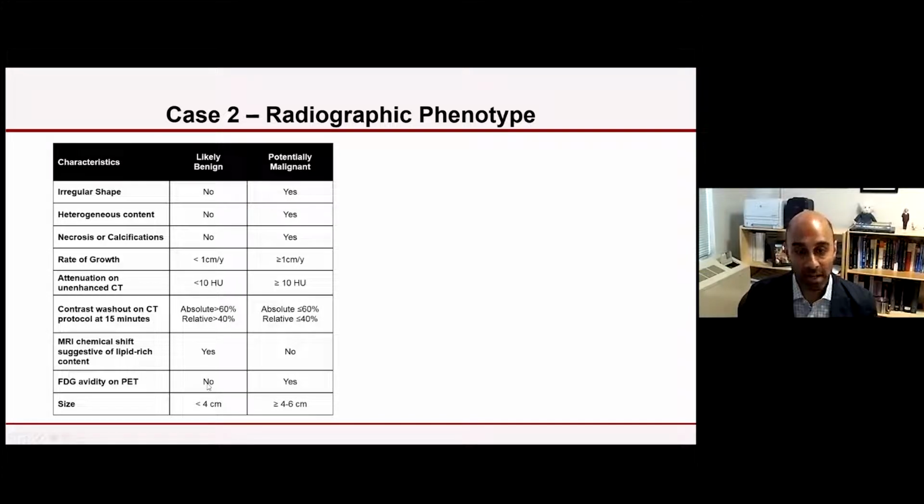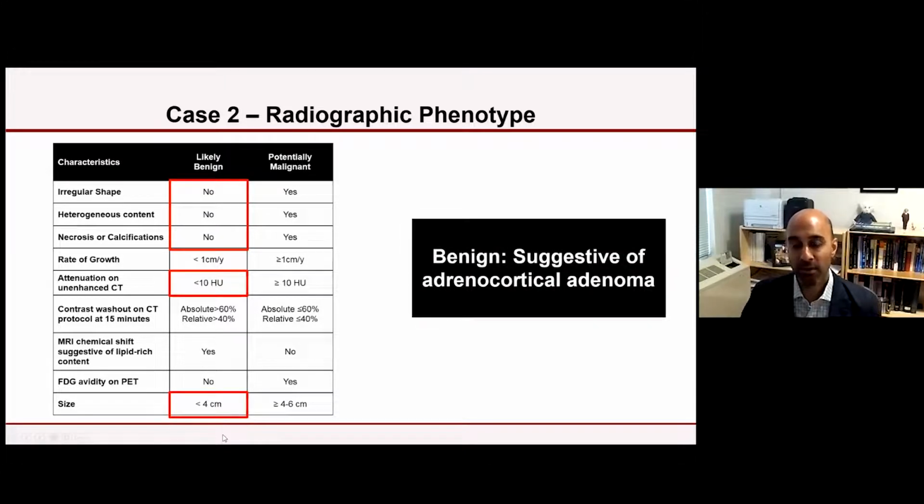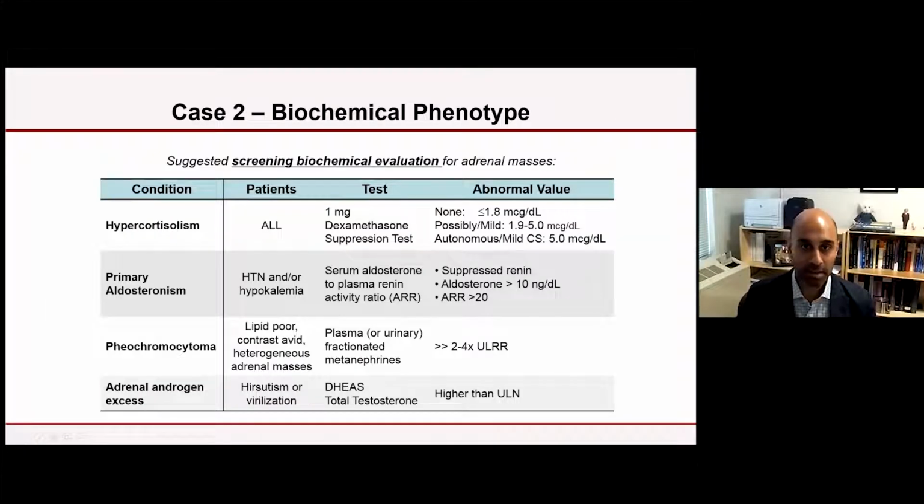FDG avidity on a PET scan is generally a concerning sign. And the larger the size, the more concerned you should be. This is not a hard and fast rule, but it's a general rule. So you'd have to put a lot of these together. So this patient has a small, round, homogeneous mass that is 5 Hounsfield units, less than 10, so consistent with a small, round, lipid-rich lesion, and is very reassuring that this is a benign entity and almost definitely an adrenocortical adenoma. And that's the most common diagnosis.